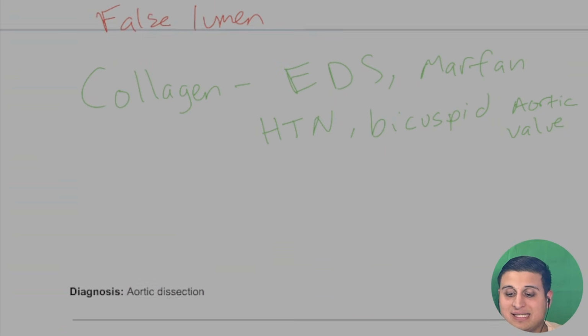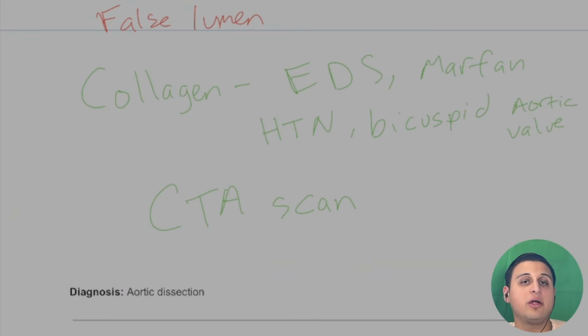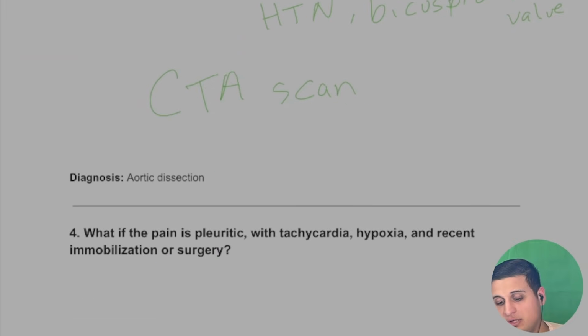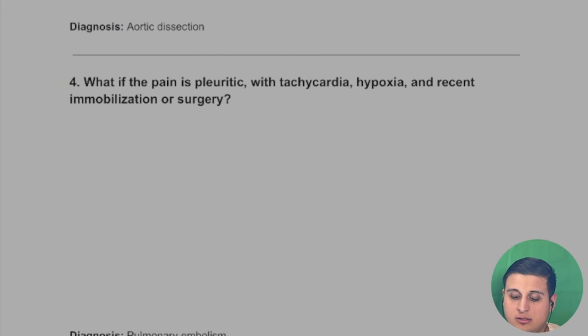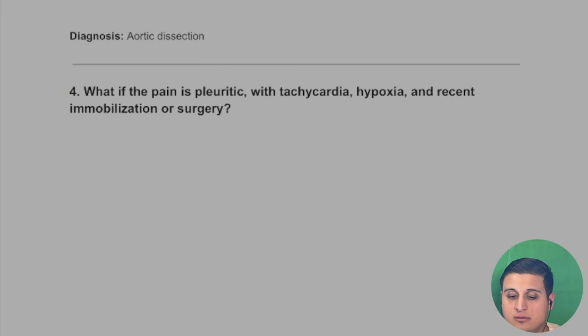You're going to want to take them to a CT right away, CTA typically. You're going to want to check to see what that aorta looks like. Where is this false lumen happening? All right. So in this case, treat them ASAP. Moving on to this next one.